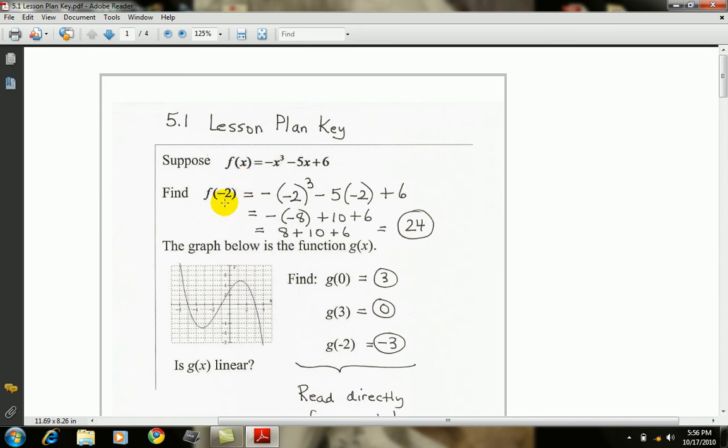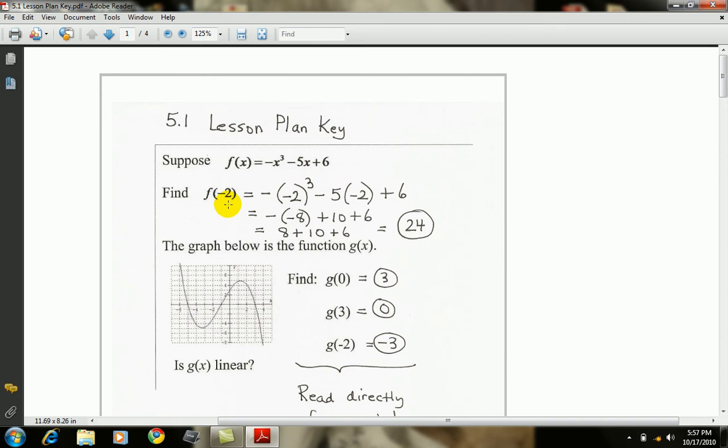Now, the first question says find f of negative 2. What that's telling us in English is negative 2 is my input, like what I'm putting in the post office box. So I put negative 2 into the function in place of x. Which function do I use? F, because it says f of negative 2. In this situation it may look silly because there were no other functions written on this page, but there may be times that you have 5 functions, and I need to specify which one to plug into.